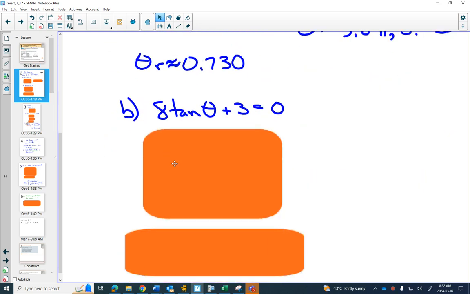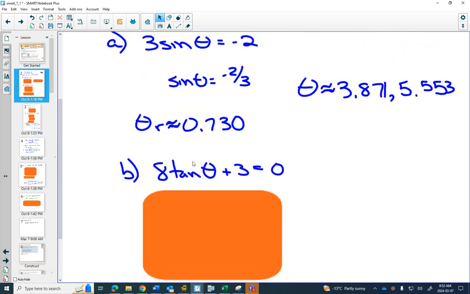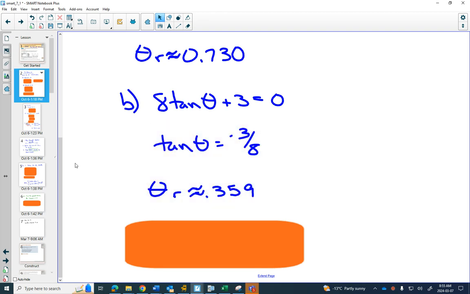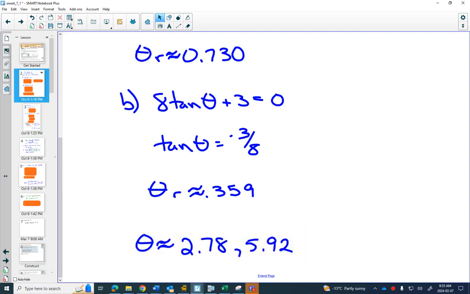Second one, again, get tan by itself and find your reference angle. How many people have done the second one already? On this second one, did you get your reference angle to be 0.359? Again, when we find a reference angle, you do tan inverse of the positive. And then once you have that reference angle, tan is negative in quadrants 2 and 4. And I should have that extra decimal place.